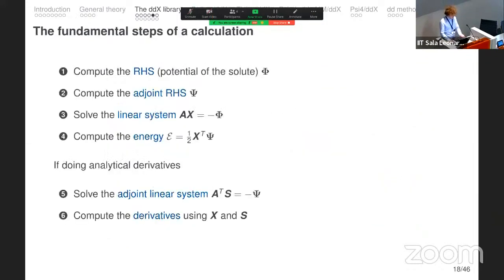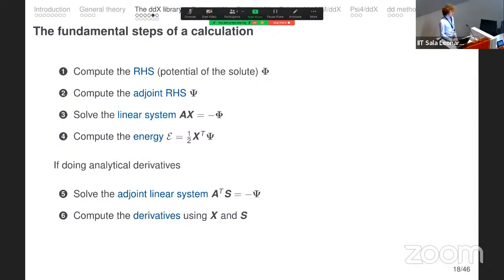And those are the fundamental steps of a calculation. I want to spend some time on this because later on we will see this a few more times in the actual examples. So first we have to compute the right-hand side, which is this phi, basically the potential of the solute. For the DDLPB, we also have the normal derivative. We also have to compute the electric field of the solute. Then we need an adjoint right-hand side, which is psi. This is basically a representation of the solute density in spherical harmonics, but for point multipoles, it's analytical. I will go back to that later. Then we have to solve the linear system.